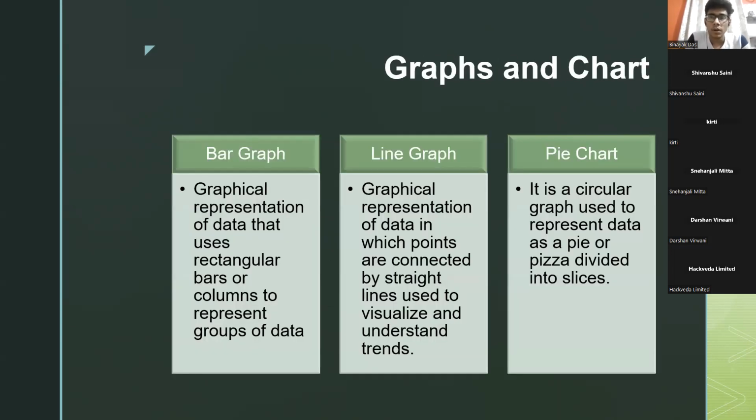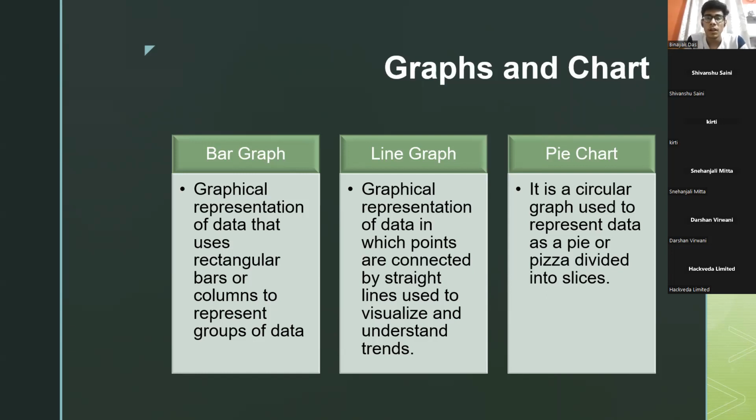So our objective of this presentation is to plot the graph. So what type of graph are available on Adalo? It gives us three types of graphs. First one, we have bar graph. It is basically the graphical representation of data that uses rectangular bars or columns to represent the group of data.